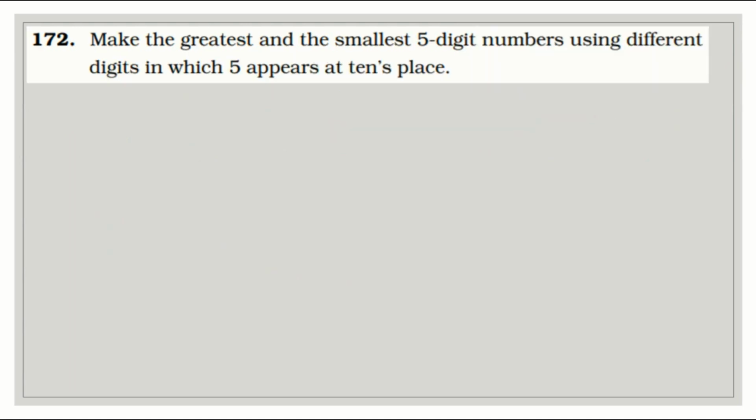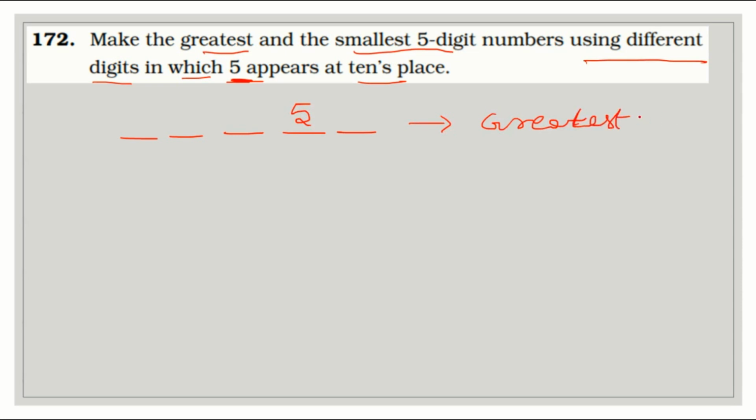Coming to question number 172: make the greatest and the smallest 5-digit numbers using different digits in which 5 appears in tens place. See, we are forming a 5-digit number, and compulsorily 5 is in tens place, and we are supposed to form the greatest number.